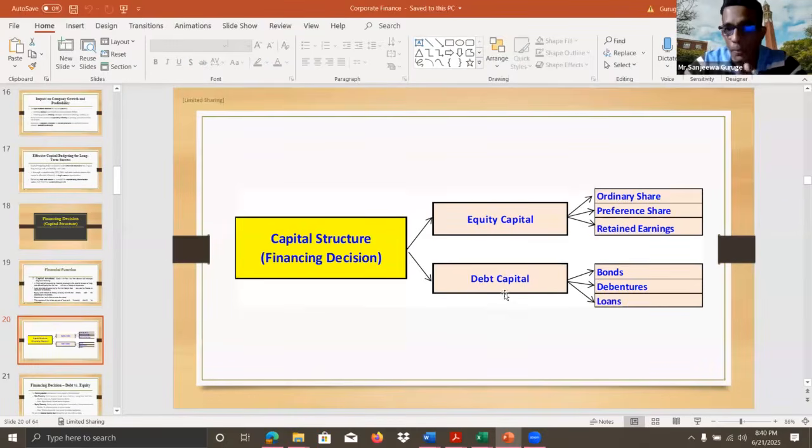Compared to debt capital, because whatever the source used by the organization to finance the investment, there will be a cost. And that's why we need to know the cost of equity and the cost of debt, which will decide the overall cost of capital of the organization, right?